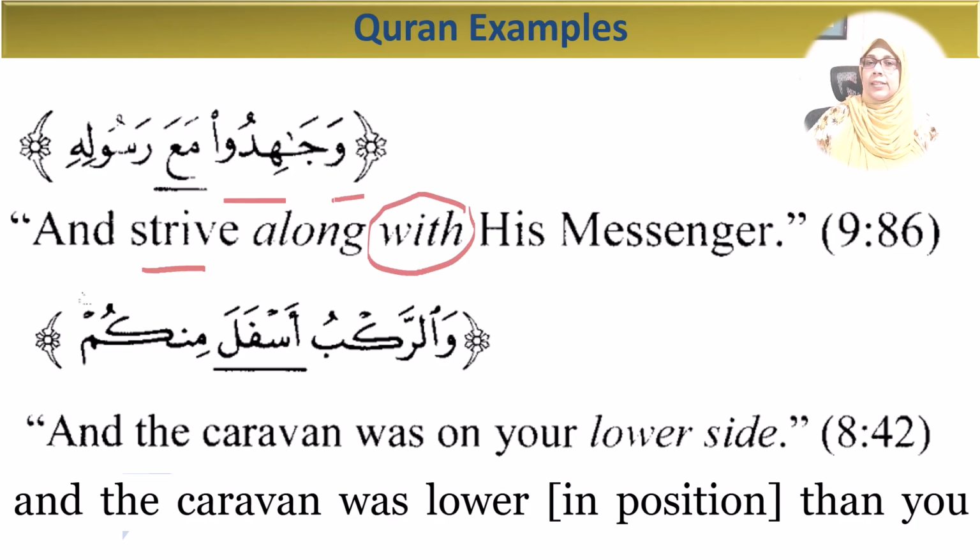Rasulihi, his messenger. And the next piece of the verse we're looking at here, the first word is ar-rakbu. It means the caravan. So notice here the waw came before it, which means and. So we have to join it when we pronounce it. So we're going to say warrakbu asfala minkum. The translation is and the caravan was lower in position than you. So asfala is your adverb here. It means lower. So in bracket it says lower in position.